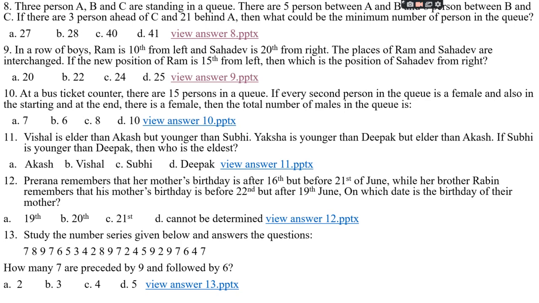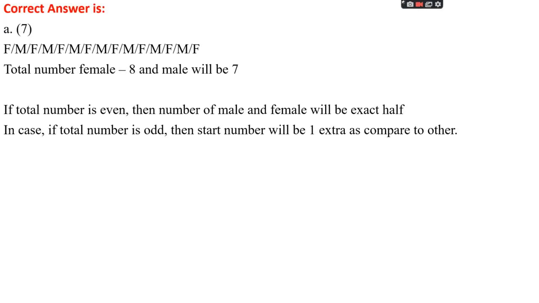Question number 10. At a bus ticket counter, there are 50 persons in a queue. If every second person in the queue is a female, and also at the starting and at the end there is a female, then the total number of males in the queue is option A, 7, option B, 6, option C, 8, or option D, 10. Sorry, it asks about males, so the right answer is 7.